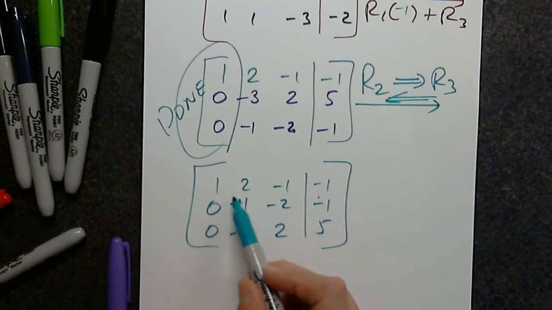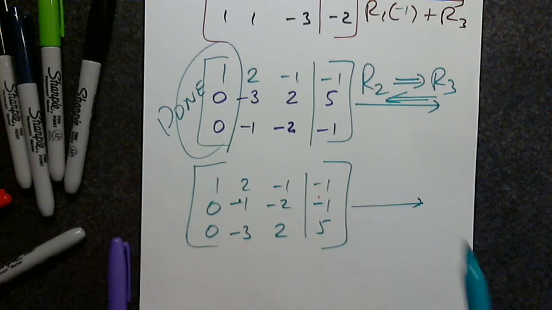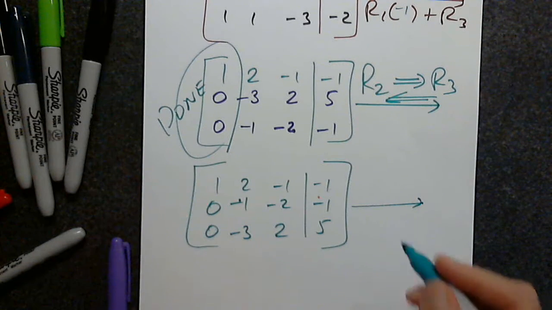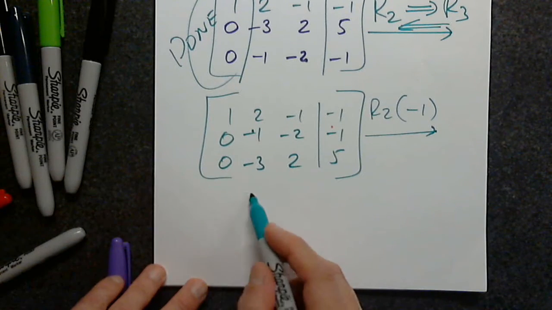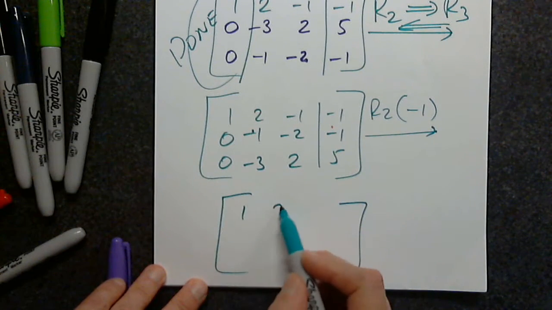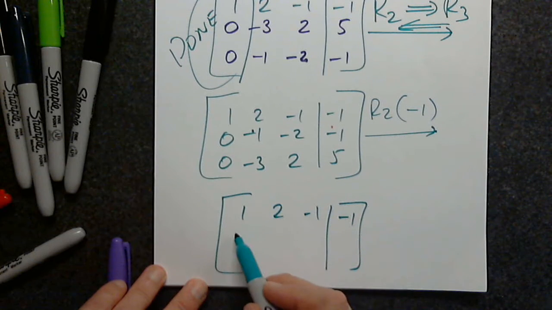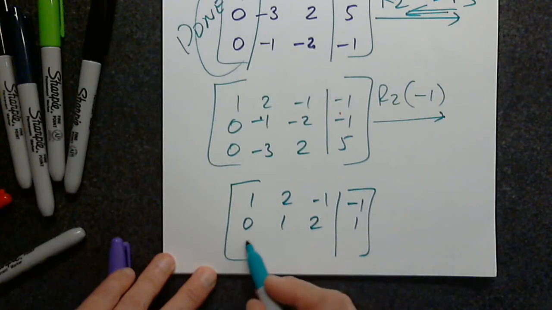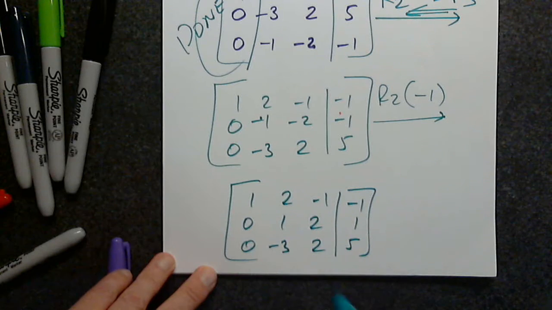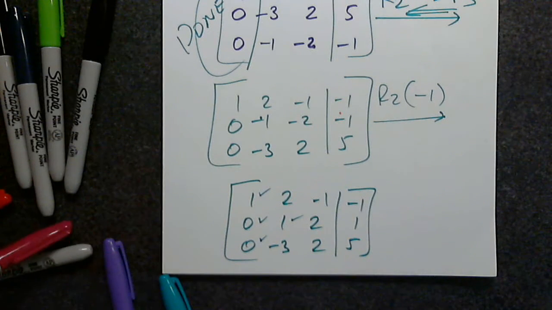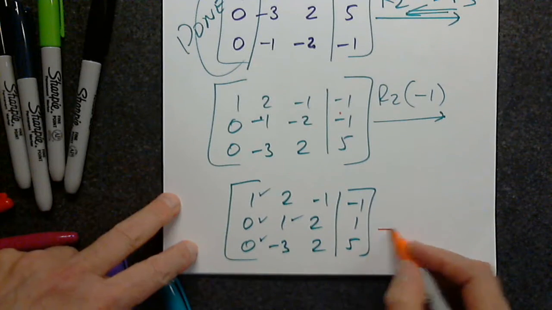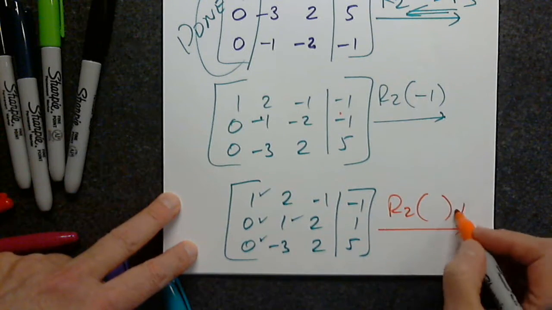So now we want this 1, not negative 1. So what do we do? Multiply row 2 by negative 1 or divide by negative 1, same thing. So 1, 2, negative 1, negative 1, 0, 1, 2, 1, 0, negative 3, 2, and 5. Done. In this step, I have to use a row. Which row? I'm using the next row, in other words, row 2.